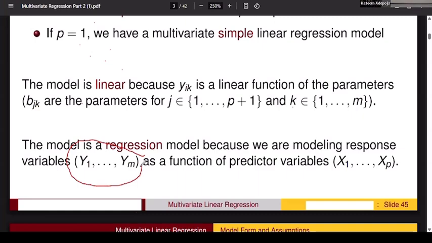Y1 is one response that has many values, so it is a vector. Y2 is also a vector, up to Ym. Do you see that? And you have X1 up to Xp. Please pay attention.